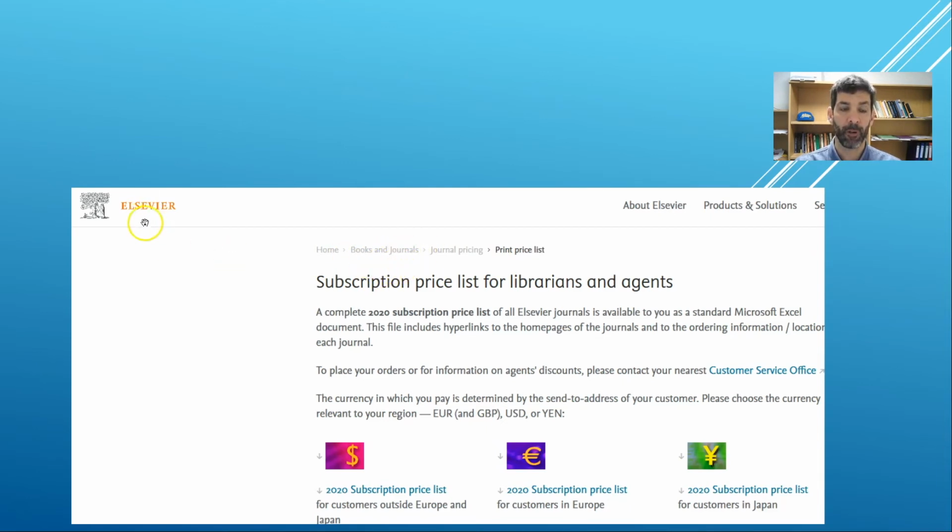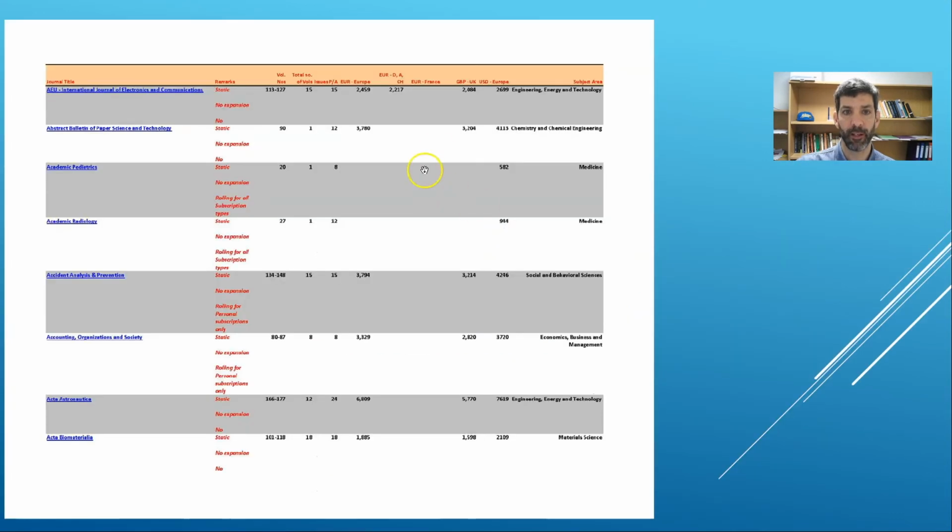books and journals. One of the biggest publishers is the Dutch company Elsevier. And so I went to the Elsevier website, and I pulled their subscription price list from 2020, and it's a little bit grainy and smaller, and I've only screenshotted the first page with the A's here. But basically, for a year subscription to the journal, the Abstract Bulletin of Paper Science and Technology, it's €3,780. If you want to subscribe to Accounting, Organization and Society, it's €3,329 for the year. These are individual journal subscriptions for a year.